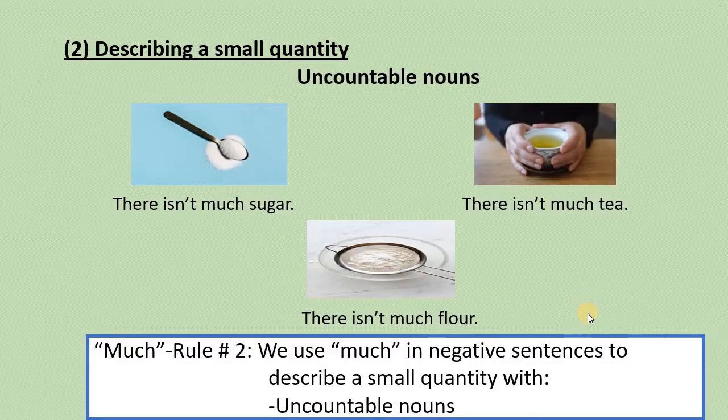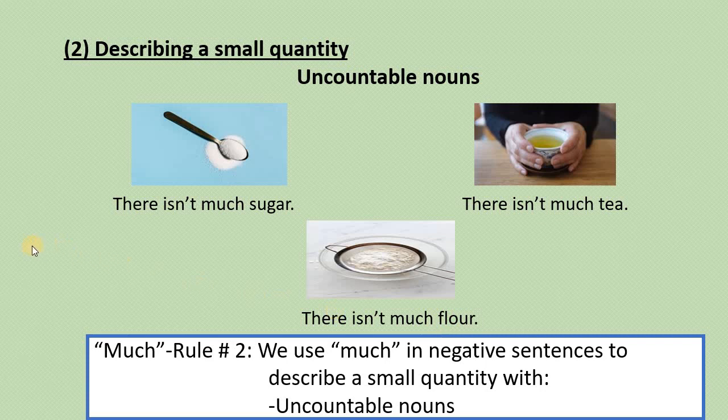Next, describing a small quantity using uncountable nouns. Now let's look at more on describing a small quantity. There isn't much sugar. There isn't much tea. There isn't much flour.